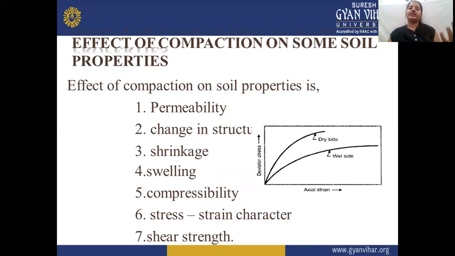So, we understand that with compaction there is a decrease in voids, and when there is a decrease in voids, obviously the permeability of that particular soil decreases. Then there is a change of the structure because initially the soil particles were loosely arranged. Now, because of the compaction, it is extremely tightly compacted, and there are only minor voids left between the soil particles. Due to which, when the water gets absorbed, the shrinkage is already very less because the voids have already been shrunk.